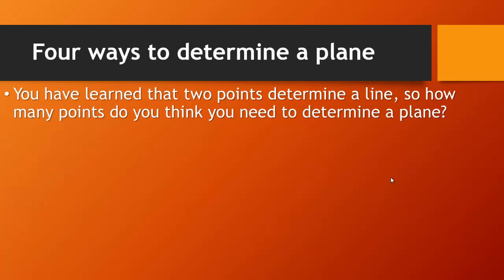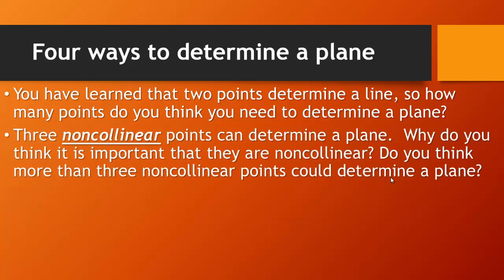You have learned that 2 points determine a line. So how many points do you think you need to determine a plane? You need 3 non-collinear points, and these 3 points can determine a plane. And why is it important that they're non-collinear? And also, do you think more than 3 non-collinear points could determine a plane? Those are some really good questions.